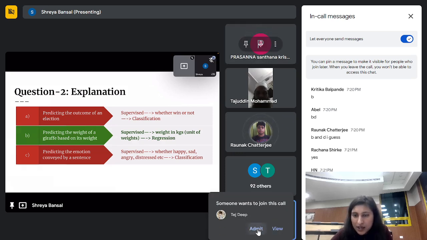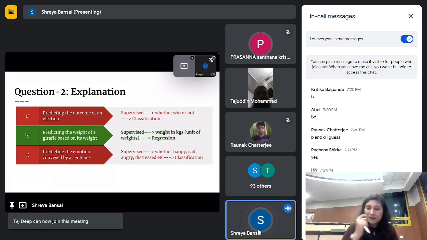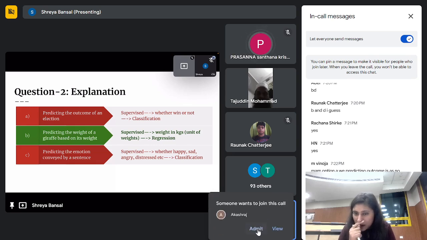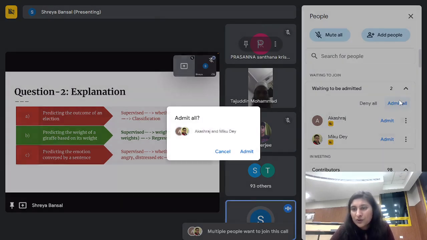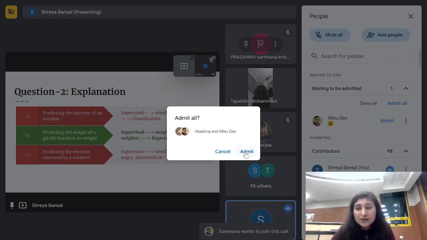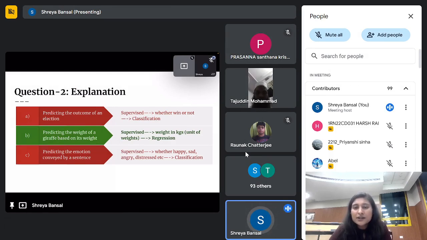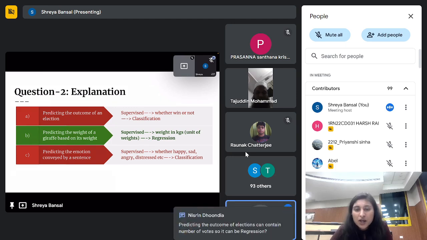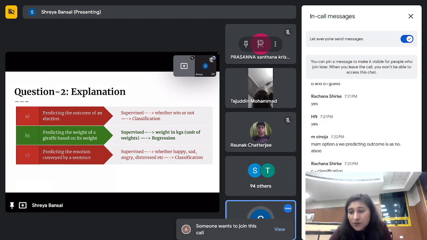Okay. Someone has said in option A we are predicting the outcome as a number also. That's what I just said, if the number can be 0 1 also, it's more like a class, not an actual number, because that number doesn't denote a quantity, right? It denotes a person, it denotes an expression of win or lose. Okay, someone says predicting the outcome of election can contain the number of votes, so it can be regression.